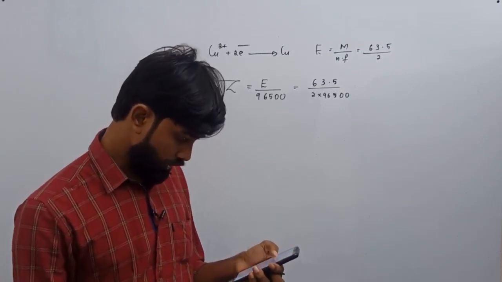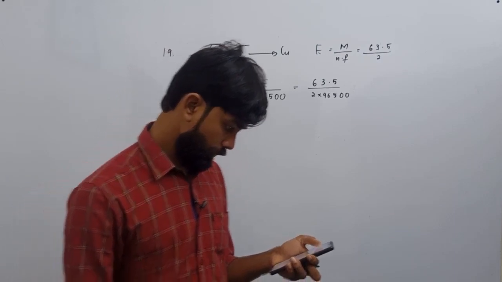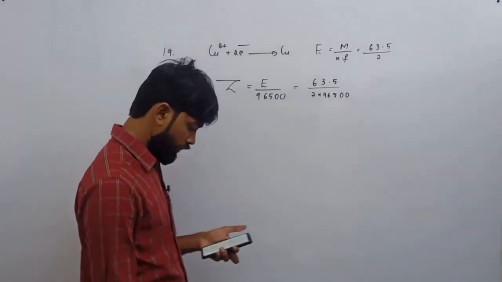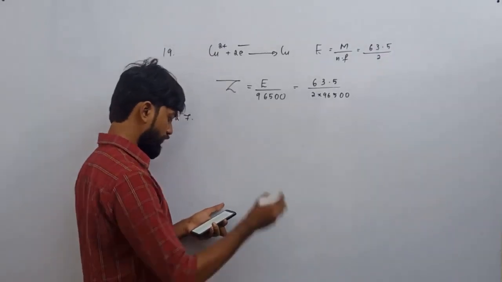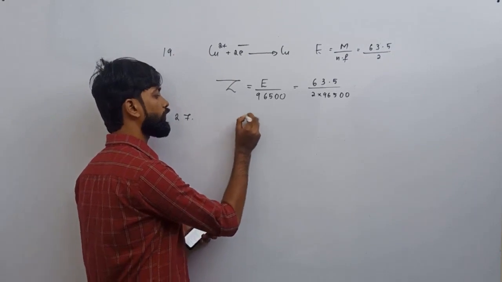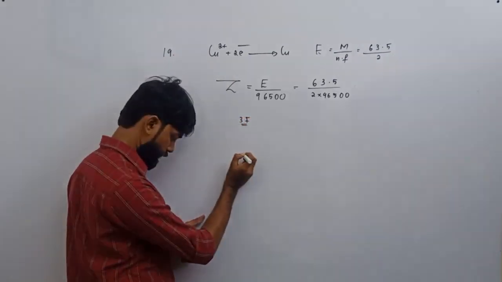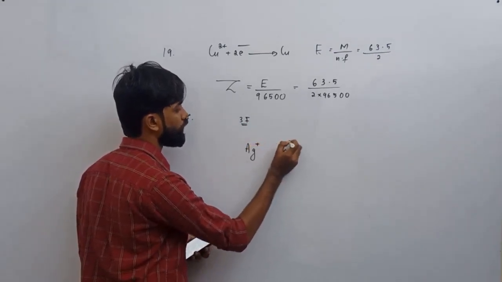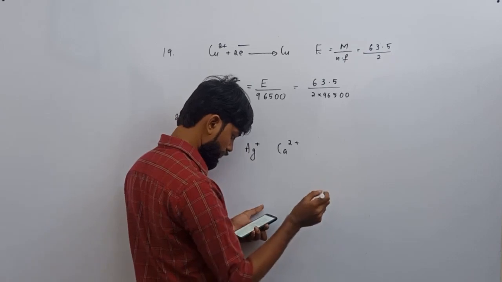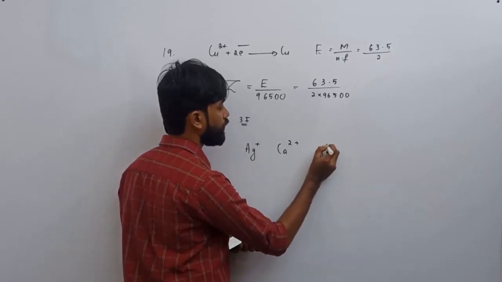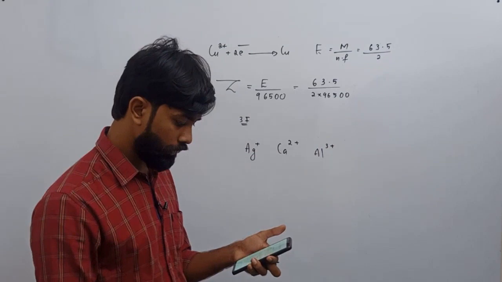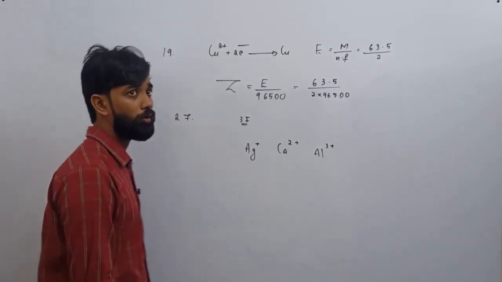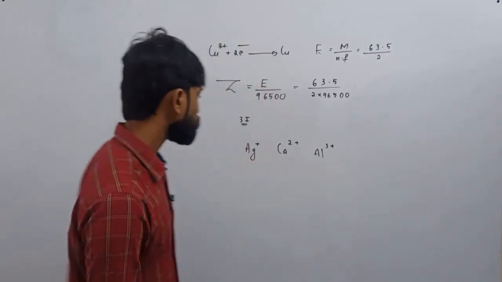So the next question, that is question number 27. I think it is already discussed in the theory. 3 farad of electricity is passed through cells connected in series, which contain Ag plus, Ca2 plus and Al3 plus ions. Then the molar ratio liberated. This type of question is already discussed in your theory.